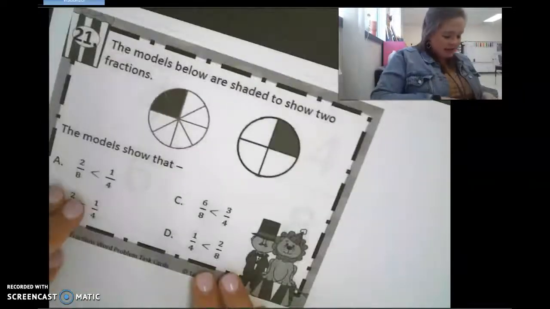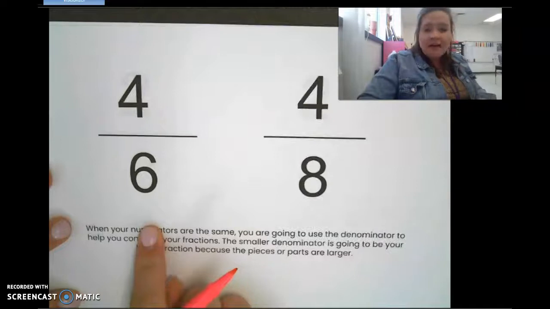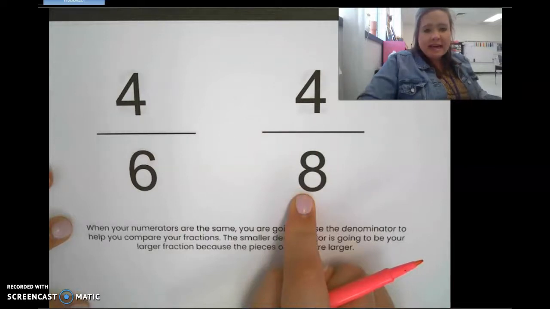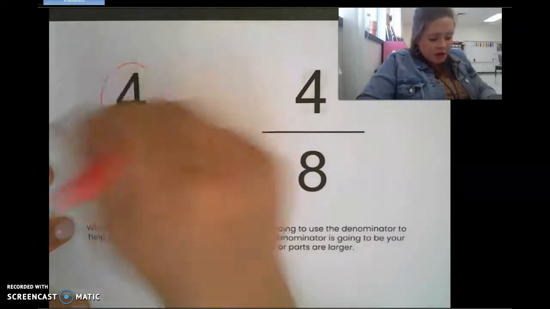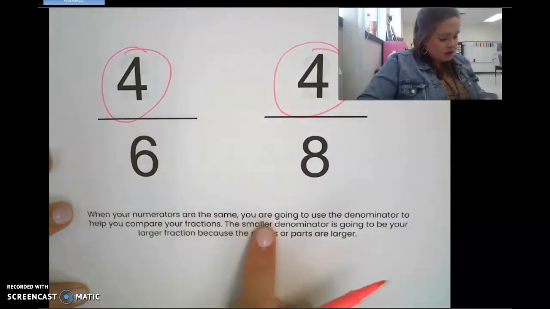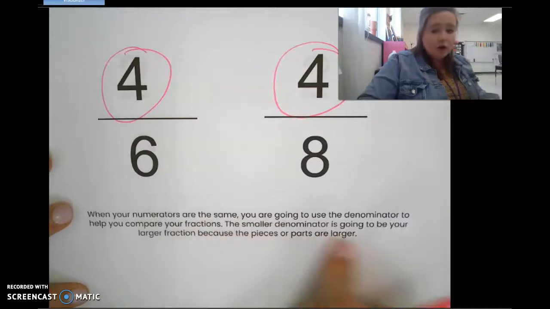Now, I want to just look at these, okay? I'm going to take away the pictures. All I have are two fractions, 4/6 and 4/8. What part of my fraction is the same here? Good. Both of my numerators are a 4. When your numerators are the same, you are going to use your denominator to help you compare your fractions. The smaller denominator is going to be your larger fraction because the pieces or parts are larger.